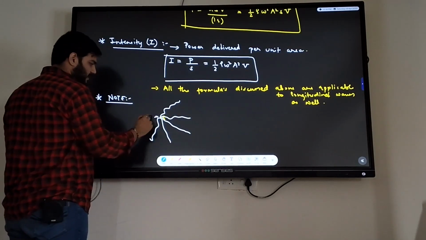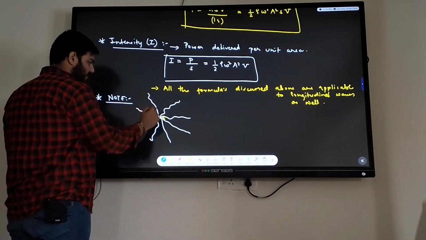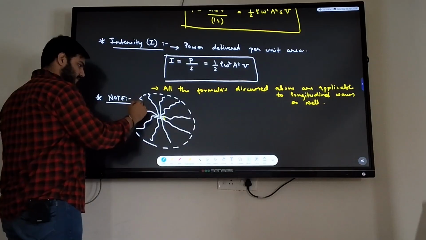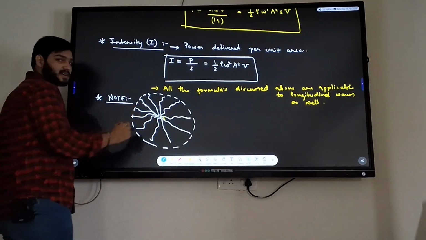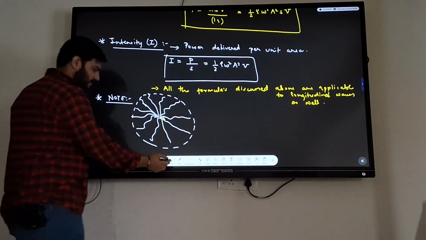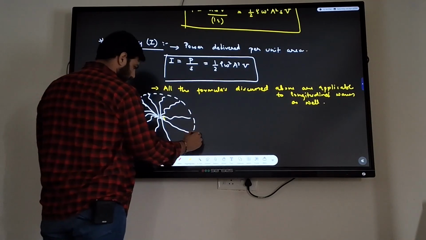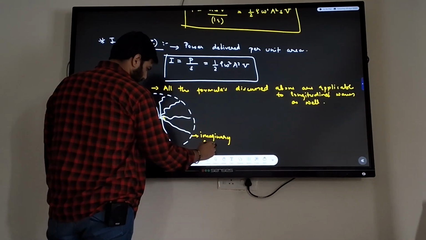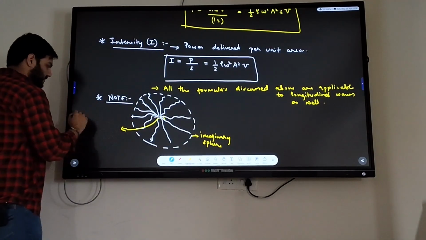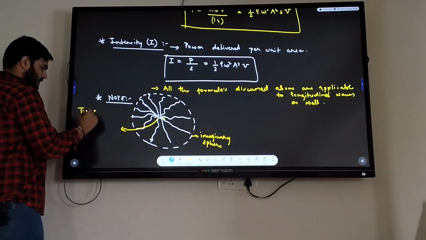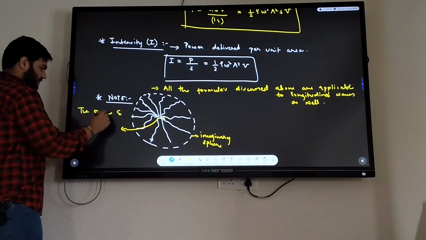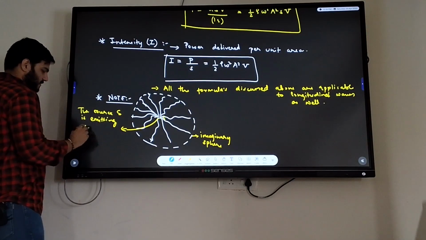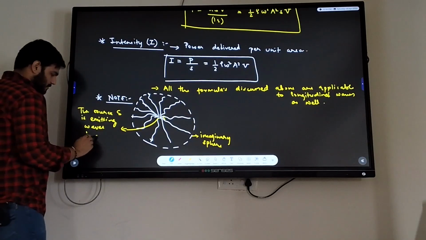If I consider the locus of all these points, then what will it make? Circle. Should be a sphere, right? All possible directions. This is a sphere, an imaginary sphere. The source S is emitting waves in all possible directions.